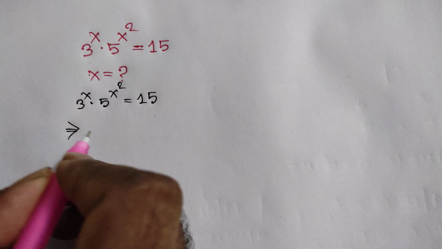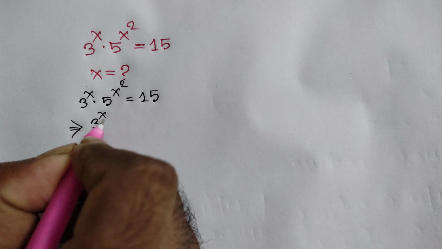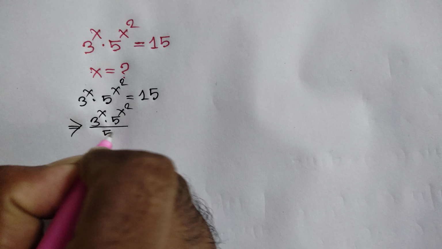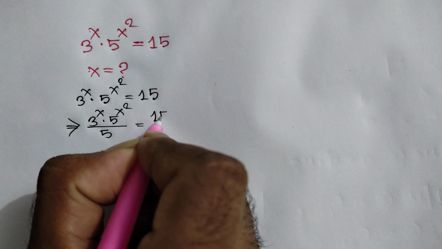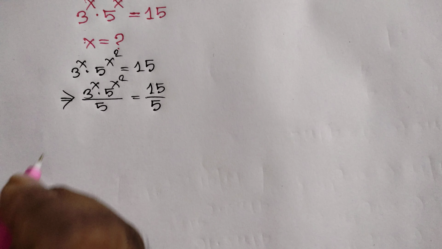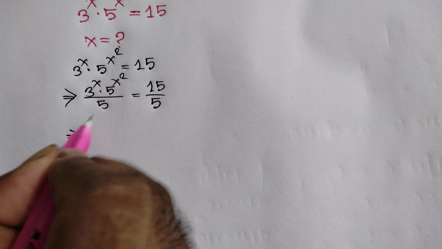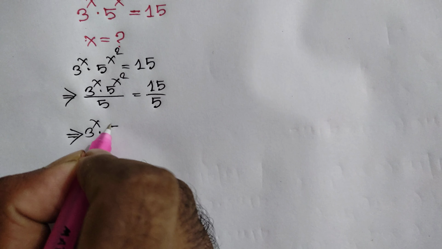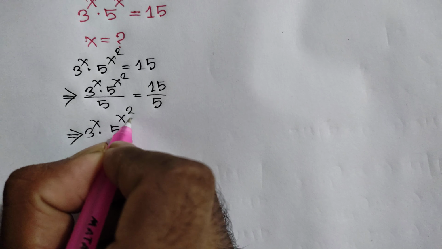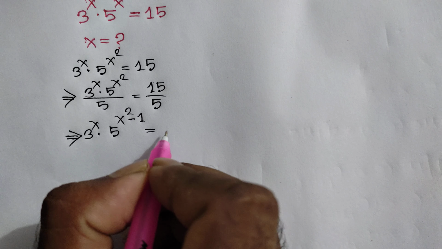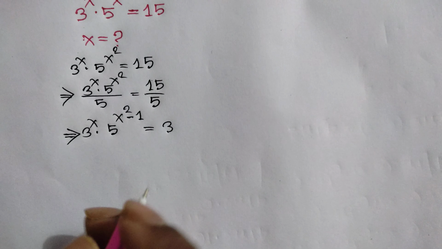Now dividing both sides by 5, we can write 3 to the power x times 5 to the power x square over 5 is equal to 15 over 5, or 3 to the power x times 5 to the power x square minus 1 is equal to 15 over 5, which is 3.